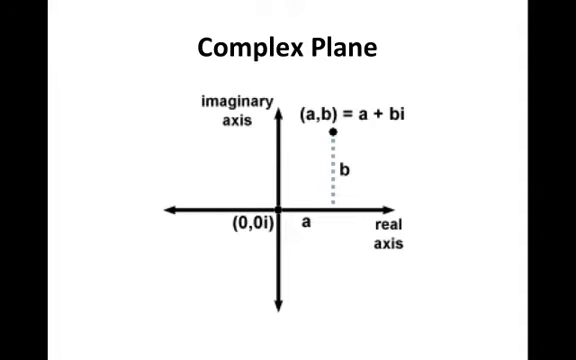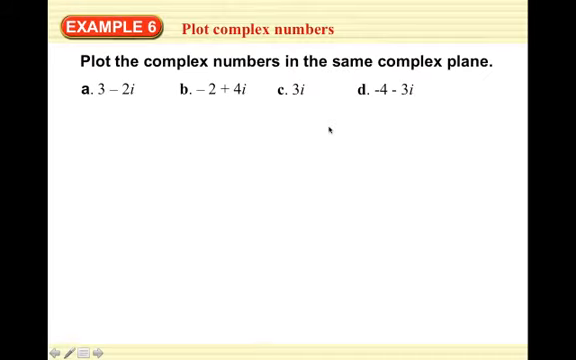Okay, we can actually graph complex numbers on the complex plane, and for the complex plane, you've got a horizontal axis, which is your real axis, so that's where you're going to plot your a values, your real component values. And then the vertical axis is your imaginary axis, and that's where you're going to plot b. So we're going to plot the complex numbers in this same complex plane, and we've got 3 minus 2i, negative 2 plus 4i, 3i, and negative 4 minus 3i.